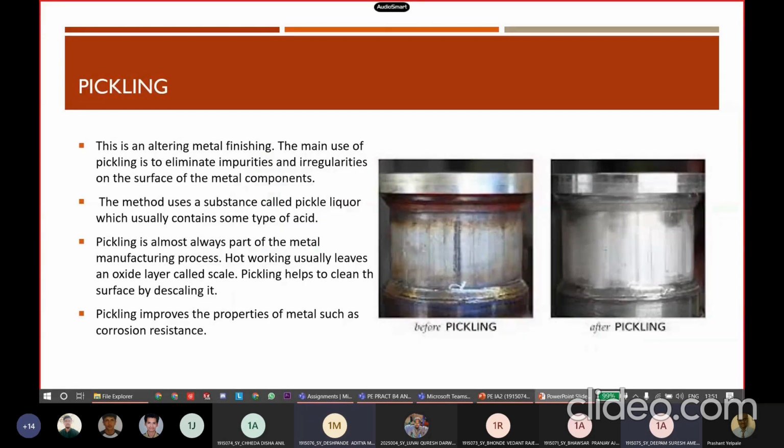Next, the next process is pickling. This is an altering metal finishing process. The main use of pickling is to eliminate impurities and irregularities on the surface of the metal component. This method uses a substance called the pickle liquor, which usually contains some type of acid. Pickling is almost always part of the metal manufacturing process. Hot working usually leaves an oxide layer called the scale. Pickling helps to clean the surface by descaling it. In the picture you can see the metal before pickling and after pickling. Pickling improves the properties of metal such as corrosion resistance.